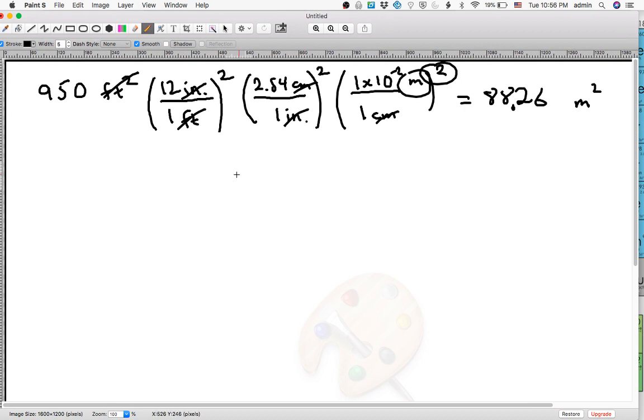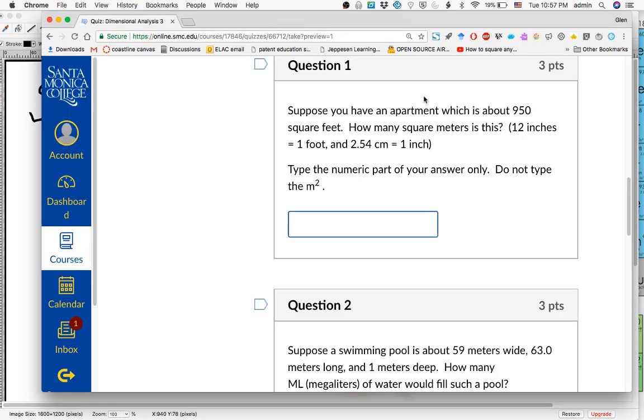Let's count the significant figures. This is the only measurement in this entire bunch. There are 2 significant figures. Therefore, the answer here is really just 88 meters squared. And that's it. So I type as the answer in here. I type 88, and that's all I type.